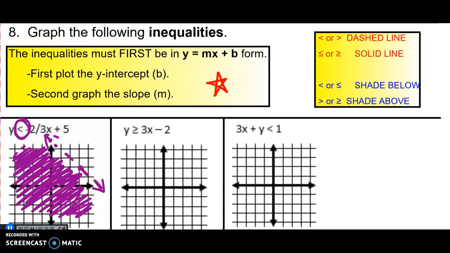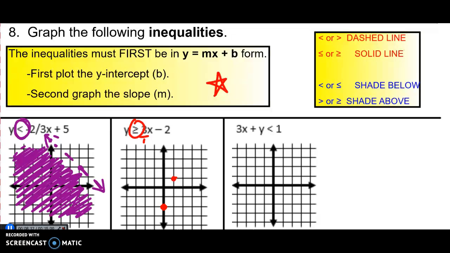All right, the next one. Again, thank goodness, they gave us an equation that's already in y equals mx plus b form. So we can start with our y-intercept, which in this case is at -2. And then our slope is a +3, which remember we can write as 3 over 1. So we rise 3 and we run 1. And we ensure that our graph looks like it has a positive slope.